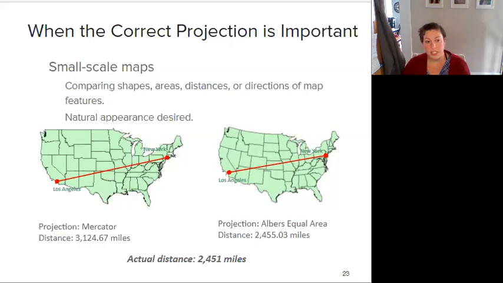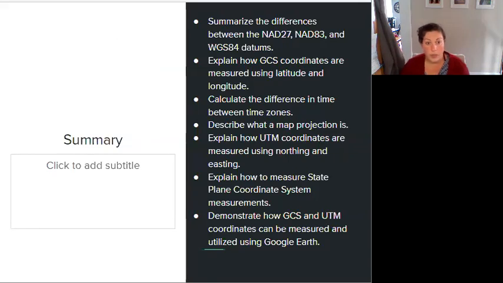Nowadays we use everything digitally, so it's not as important. It's really when you make paper maps that this becomes an issue. So in summary, we talked about the different datums, latitude and longitude, and projections.